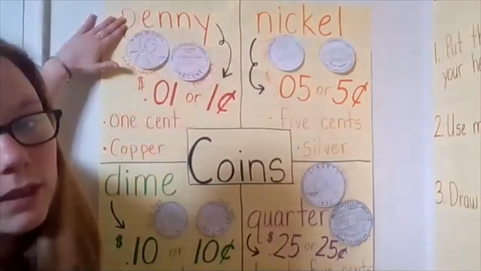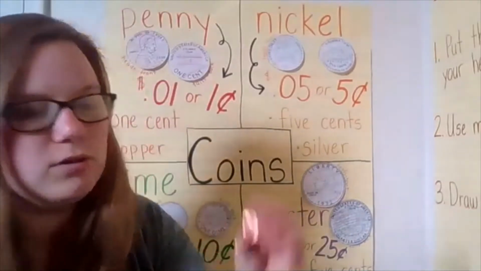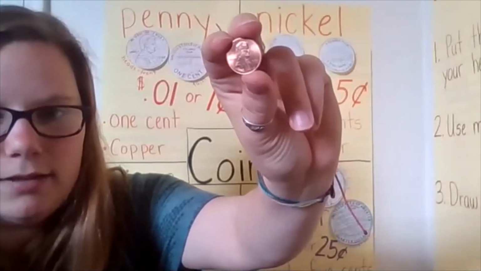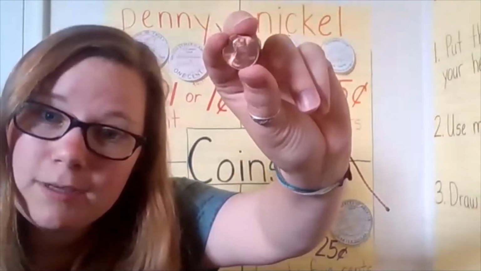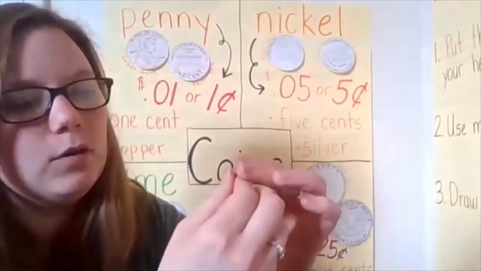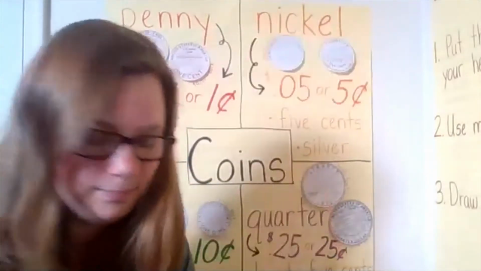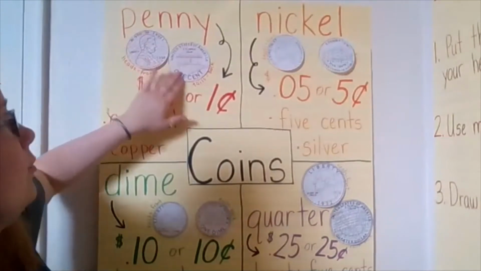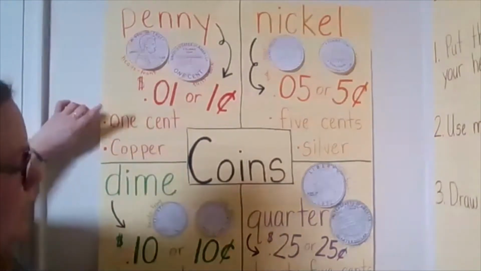A penny is our first coin. This is a penny. A penny also looks like this. This is the heads, or the front of a penny. And you can tell that it's the head of the penny because it has a head on it. If you flip it over, you can see the tails or the back of a penny. So this is what the heads of a penny looks like, and this is what the tails of a penny looks like. A penny is worth 1 cent.